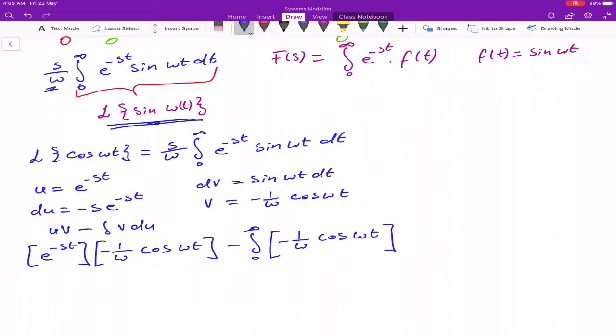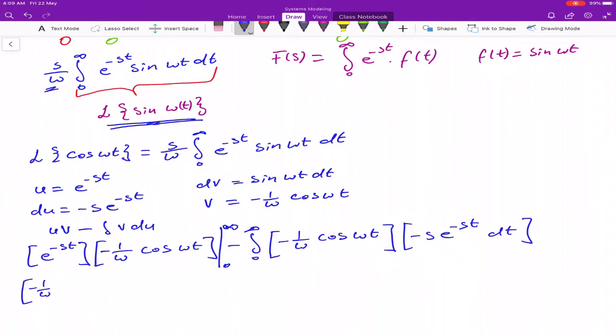Du, we have minus s times e to the minus st dt. Okay, now we can evaluate this again, just like before. And to evaluate this, we can write this as we have minus omega.